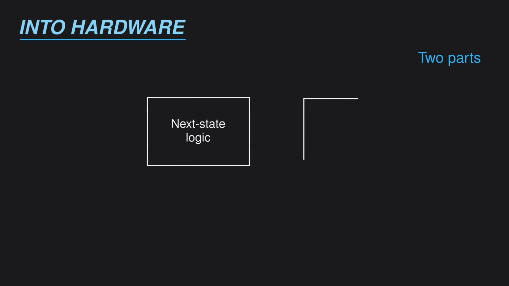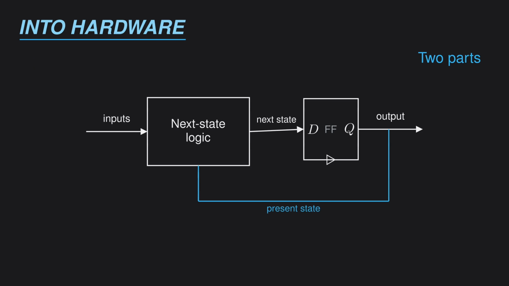Now comes the satisfying part. We turn that table into real hardware. The circuit has two parts. There are flip-flops, which store the current state, and there is combinational logic, which computes the next state and the outputs. Here is the timing idea that ties it all together.